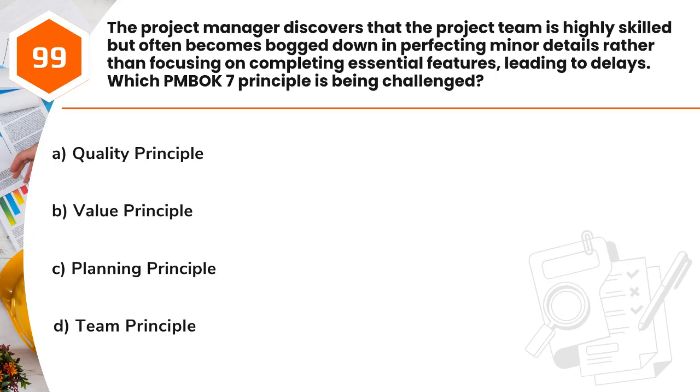Question 99. The project manager discovers that the project team is highly skilled but often becomes bogged down in perfecting minor details rather than focusing on completing essential features, leading to delays. Which PMBOK 7 principle is being challenged? A. Quality principle. B. Value principle. C. Planning principle. D. Team principle.